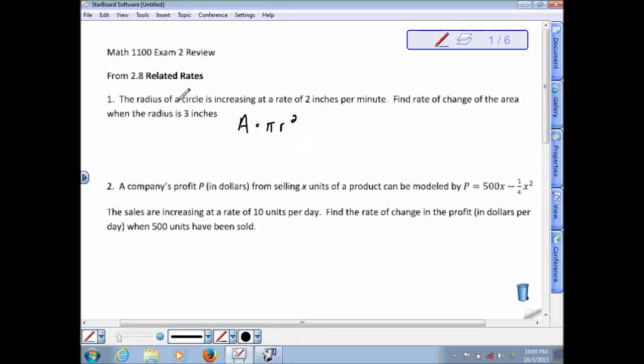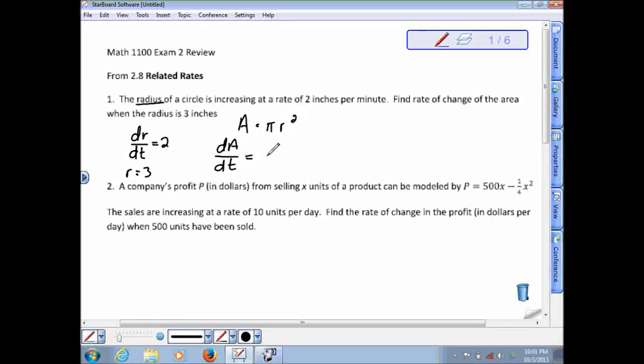Now we need to figure out what we know. We know the rate that the radius is increasing with respect to time. That's dr/dt, and that's equal to 2. We need to find the rate of change of the area when the radius is equal to 3. So the rate of change of the area is dA/dt, the derivative of the area with respect to time. This is an implicit differentiation.